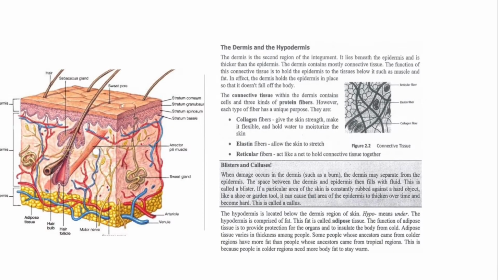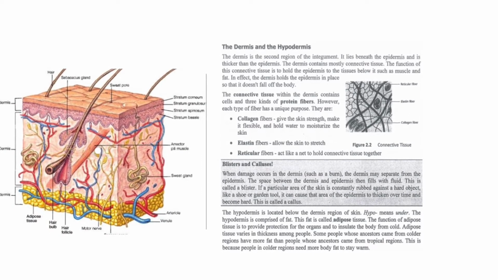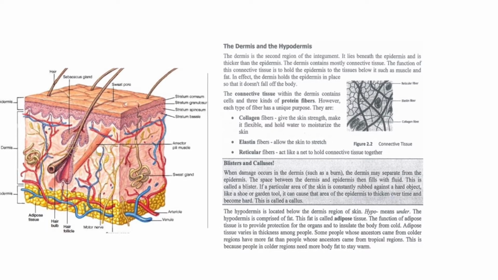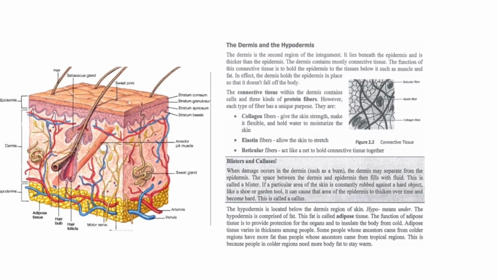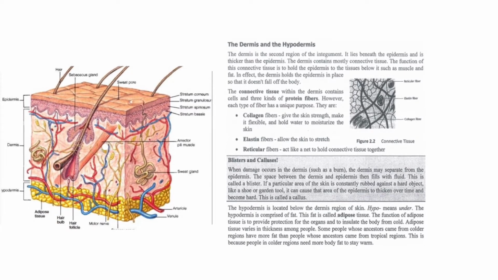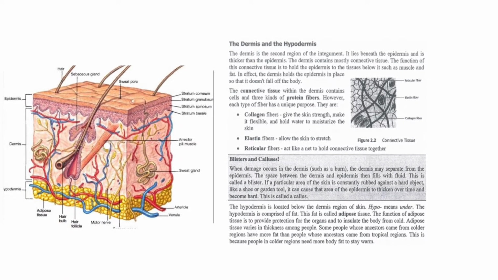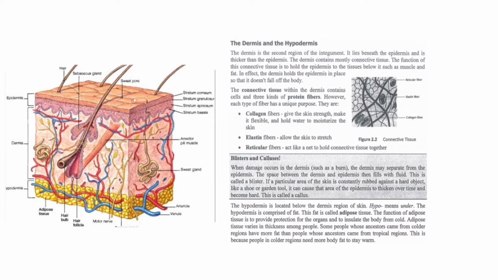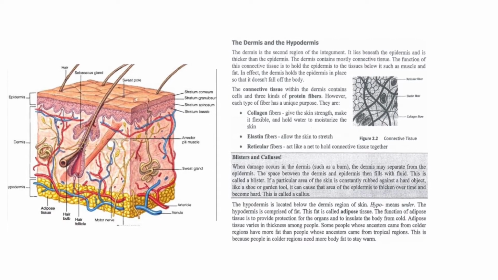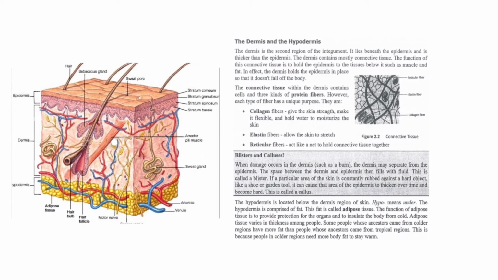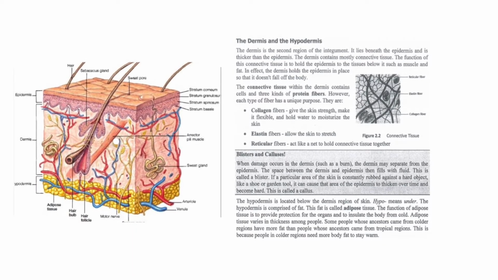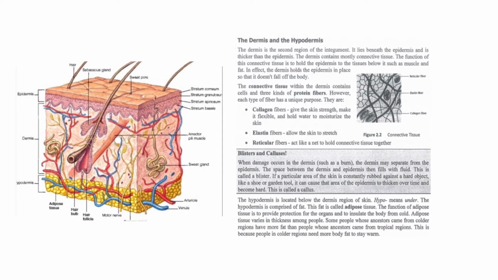The dermis and the hypodermis. The dermis is the second region of the integument. It lies beneath the epidermis and is thicker than the epidermis. The dermis contains mostly connective tissue. The function of this connective tissue is to hold the epidermis to the tissues below it, such as muscle and fat. In effect, the dermis holds the epidermis in place so that it doesn't fall off the body.